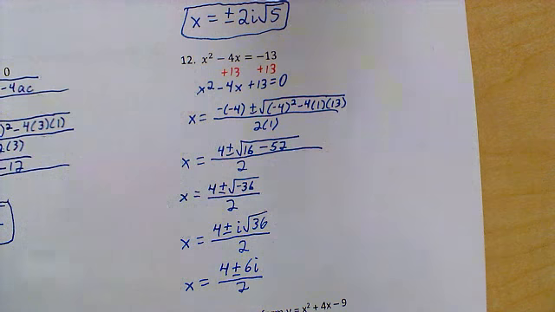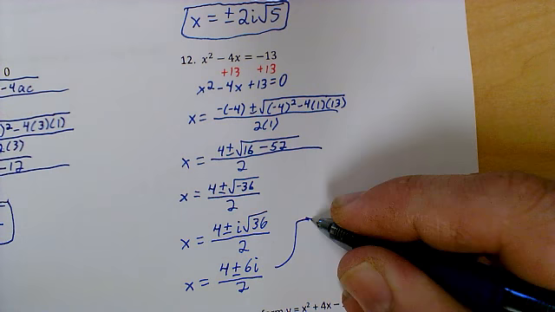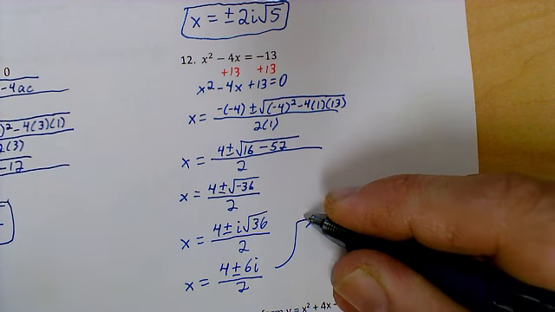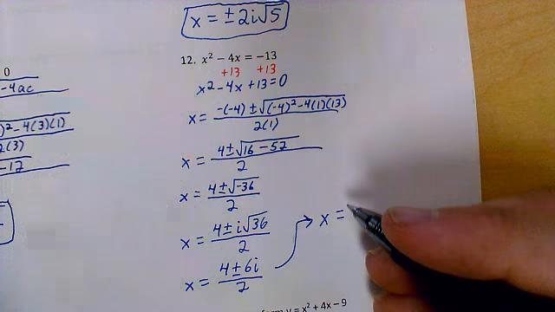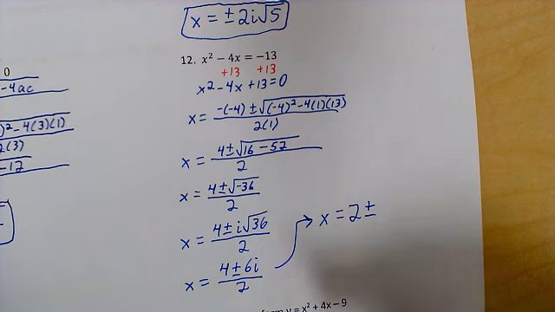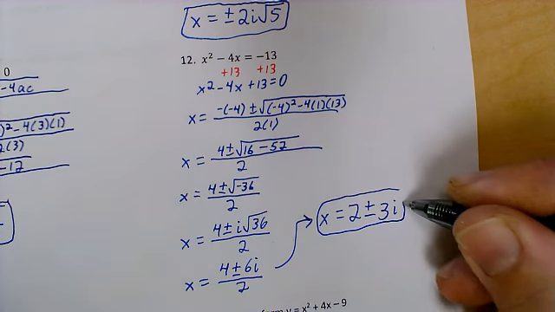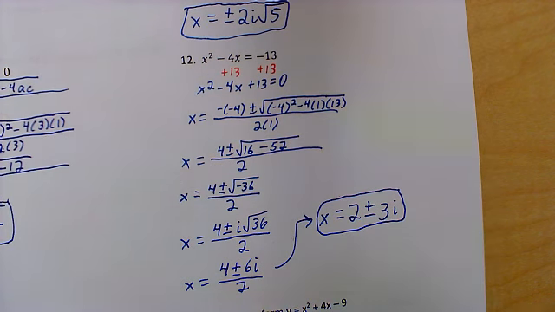And there is one last step here. I can actually simplify this fraction because I've got a common factor of 2 here. So I'm going to do this over here to the top right, and x equals 4 divided by 2 is 2, plus or minus 6i divided by 2 is 3i. There's my two answers, 2 plus 3i, 2 minus 3i.